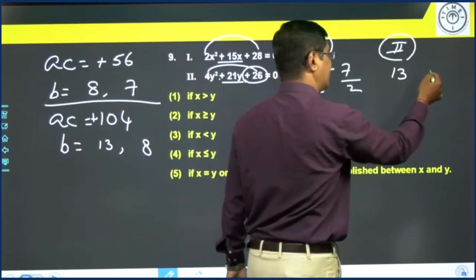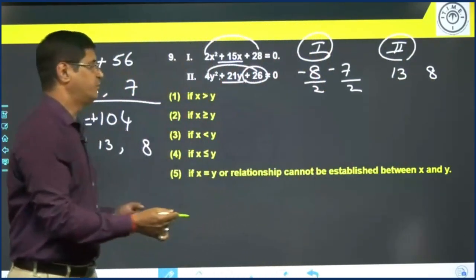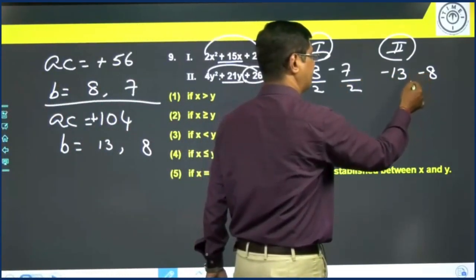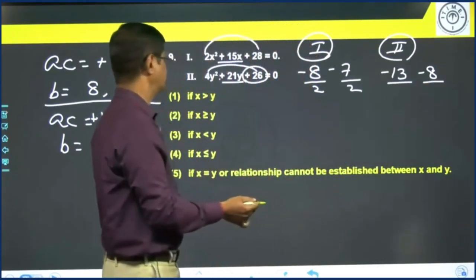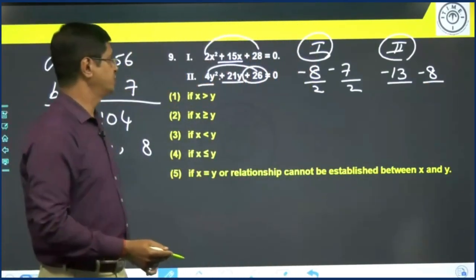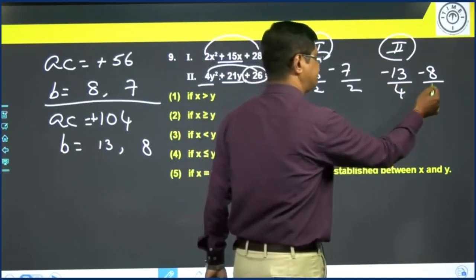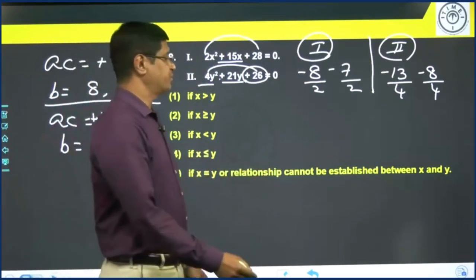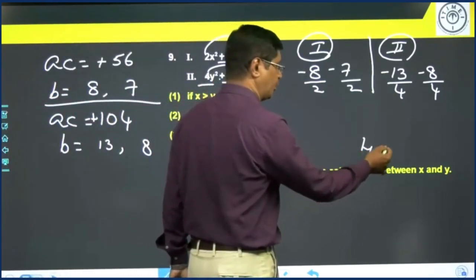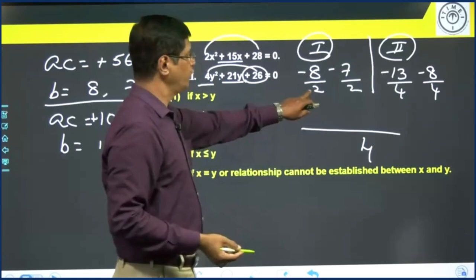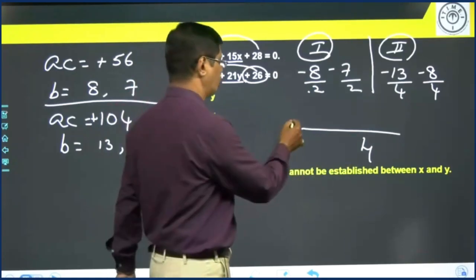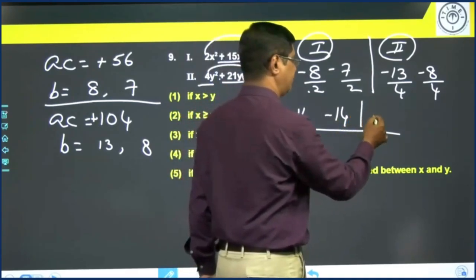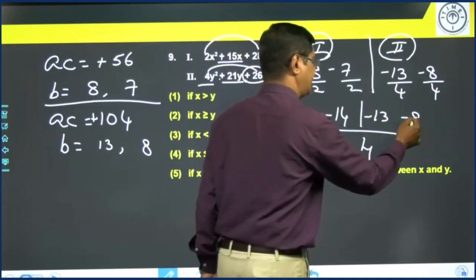So, 13 and 8, I am taking the same numbers with opposite sign. Plus will become minus, minus will become plus, divided by the coefficient of y square. What is the coefficient of y square? That is 4. Now, just observe. Now, I am making the denominator the same. So, 2 will become 4, meaning double. So, twice of 8, twice of 7. On the other side, minus 13, minus 8.